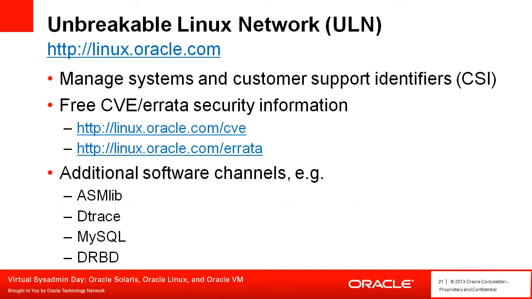The Unbreakable Linux Network, ULN, provides the web-based infrastructure to manage all of your subscribed systems and related customer support identifiers. You need to obtain an Oracle Linux support subscription to log in, for example if you want to access the additional software repositories we provide from there. However, a lot of information is freely available, including the documentation or more details about security-related updates. This information can be used by the YUM security plugin, which we'll cover in more detail in the package management hands-on lab later on.